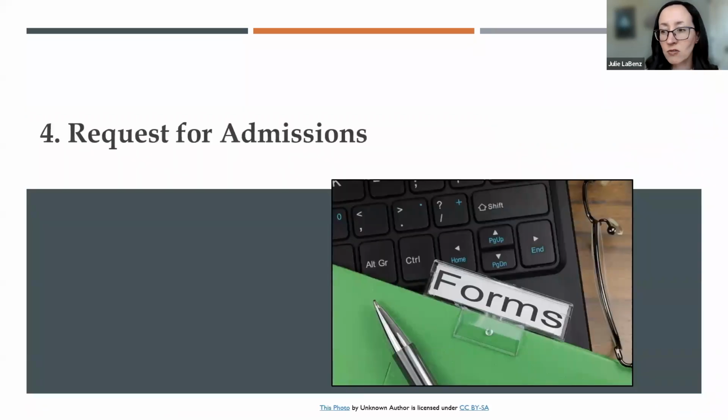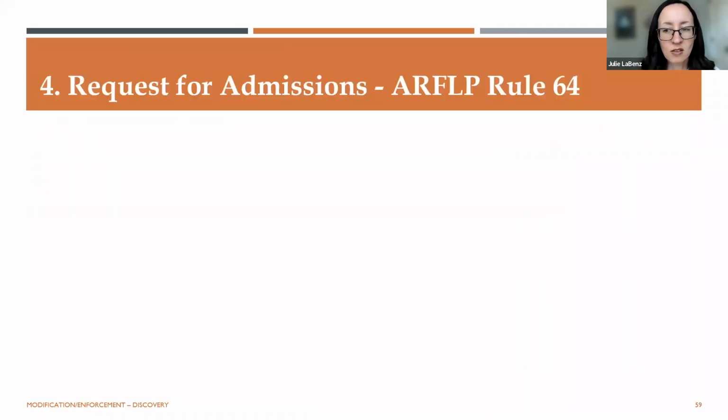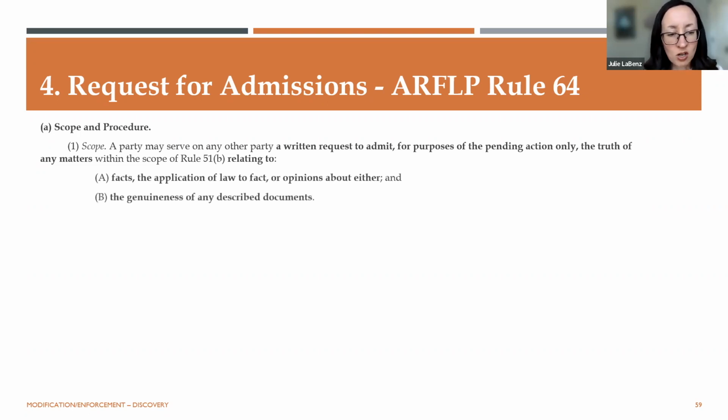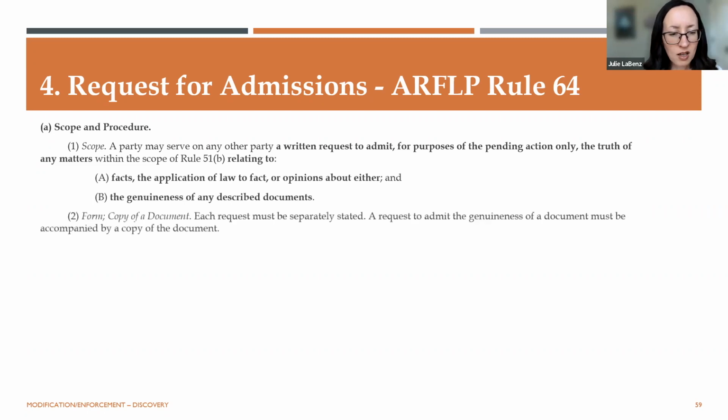All right, let's look at the fourth type of discovery tool. It's called a request for admissions. This is under Rule 64. A party may serve on any other party a written request to admit, for purposes of the pending action only, the truth of any matters within the scope of Rule 51B relating to facts, law, opinions, genuineness of any described documents. Each request must be separately stated.